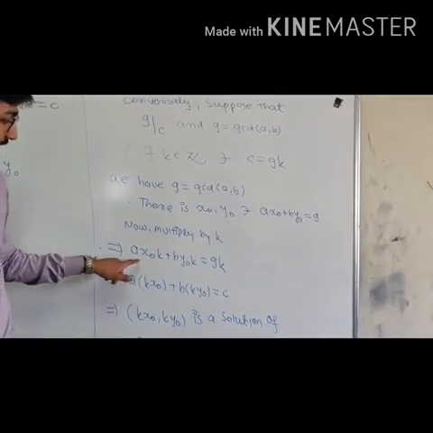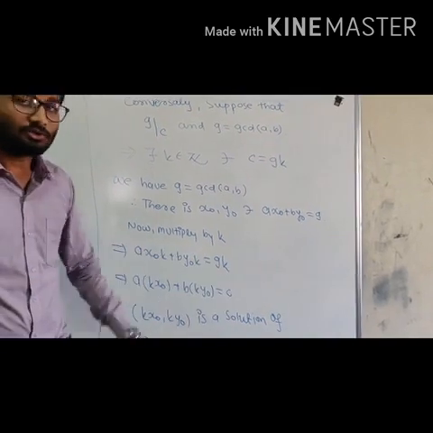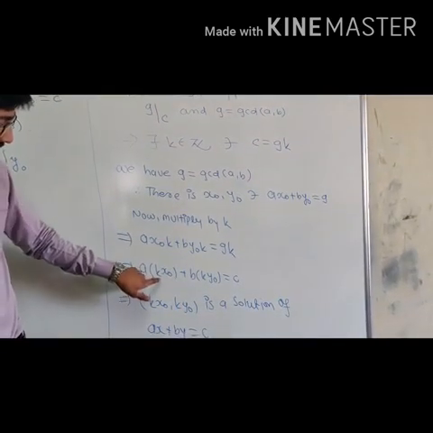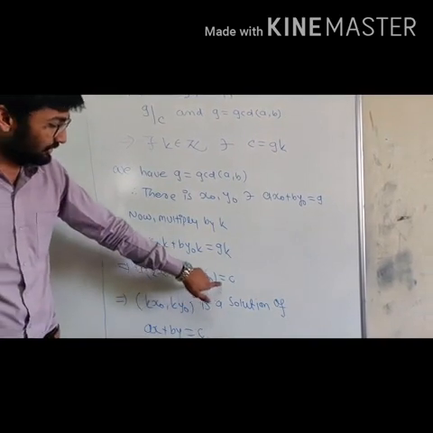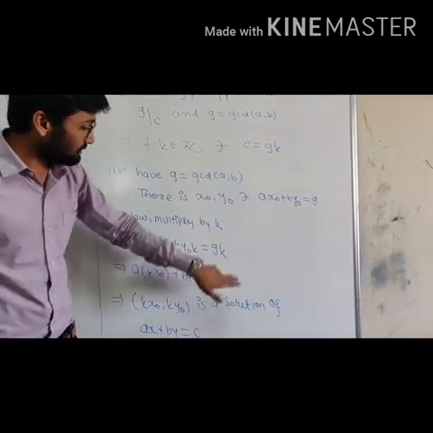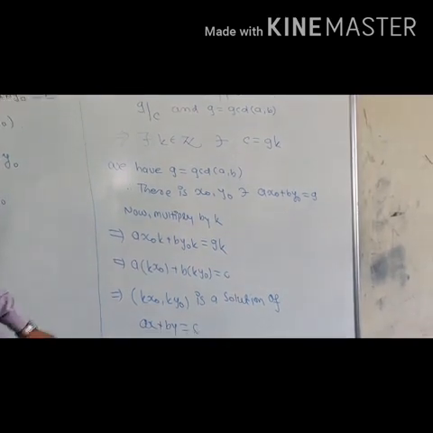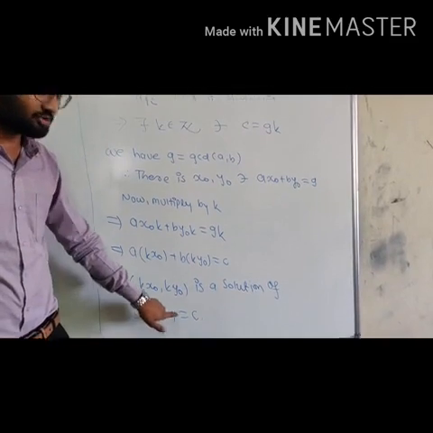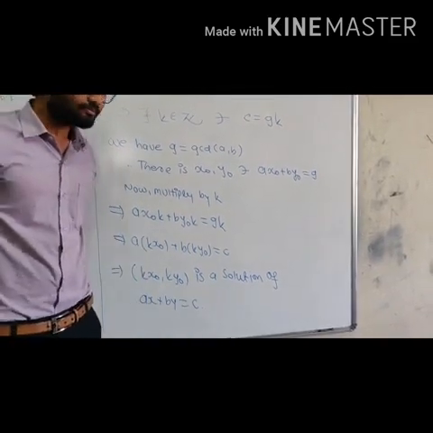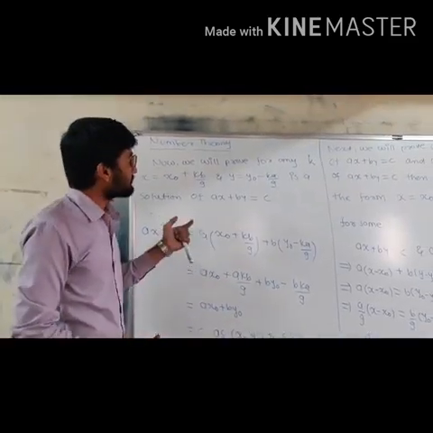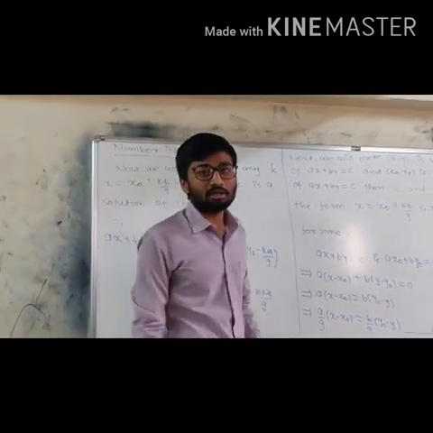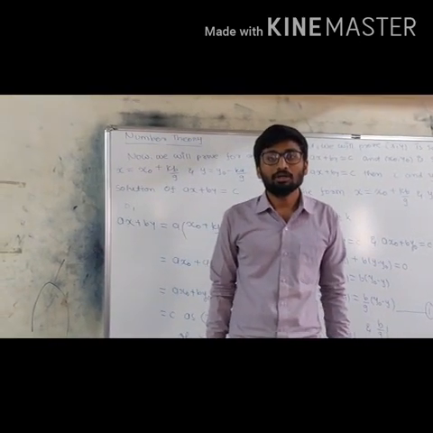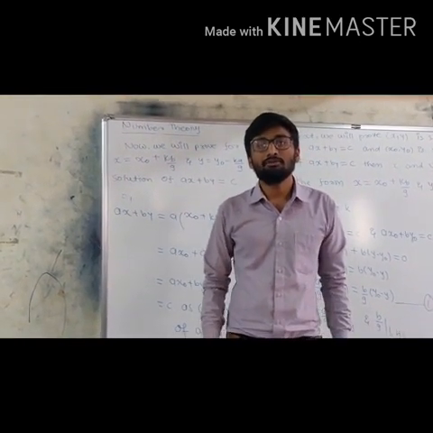Therefore we get a x0 k plus b y0 k equals G into k. Now look at this equation: a into k x0 plus b into k y0 equals G into k, which equals c. Therefore, clearly k x0 and k y0 is a solution of ax plus by equals c. So first we proved that a linear Diophantine equation, that means ax plus by equals c, has a solution if and only if the GCD of a and b divides c.